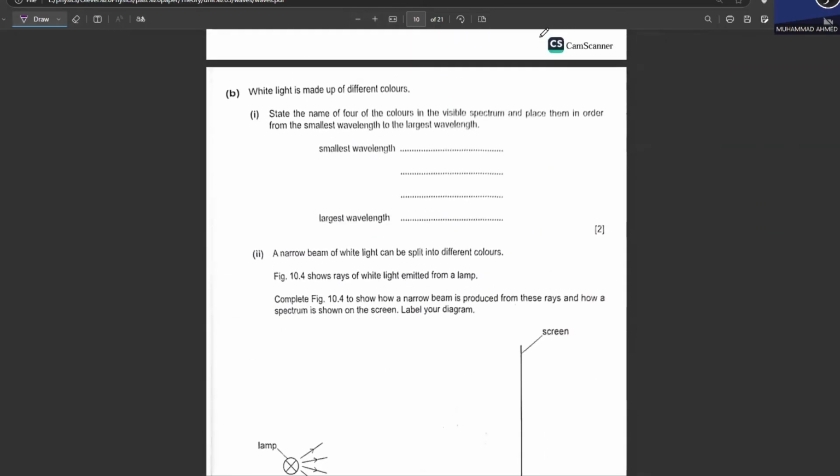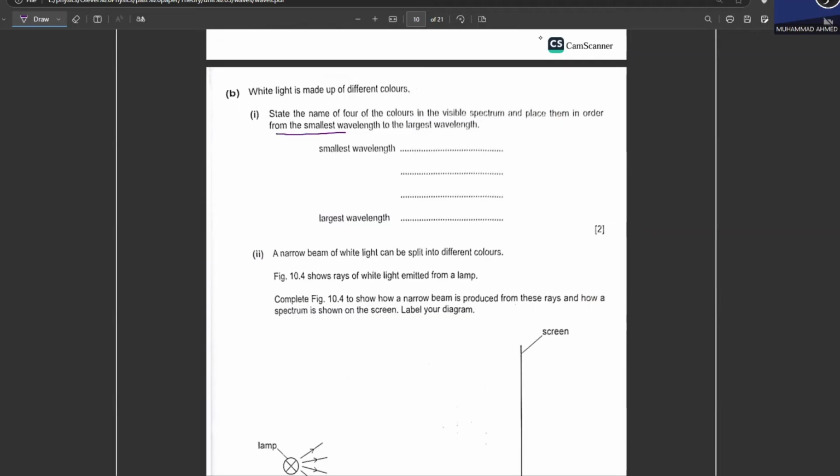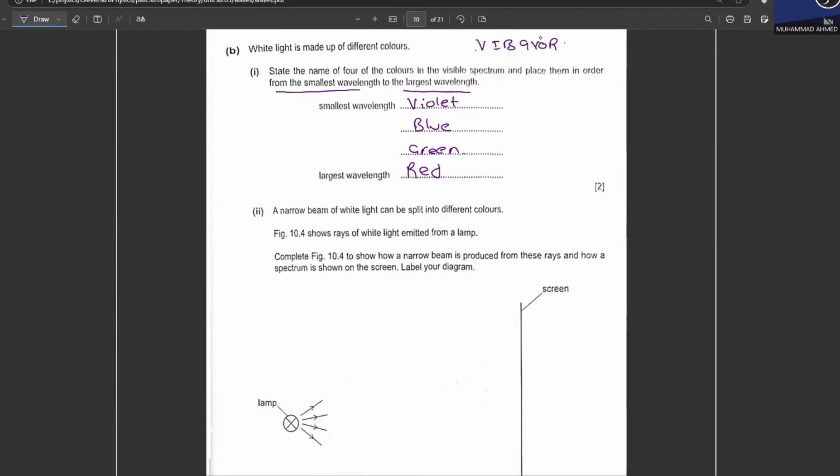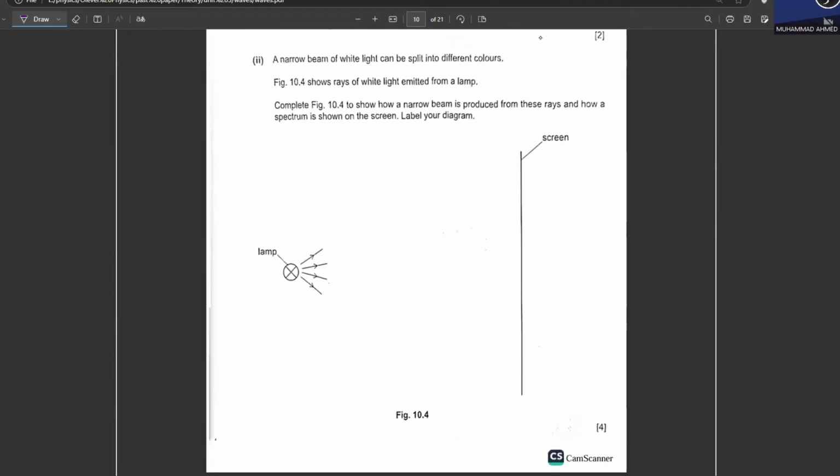White light is made of different colors. State the name of four of the colors in the visible spectrum and place them in order from the smallest wavelength to the largest wavelength. Okay. We know the acronym VIBGYOR. Red has the largest wavelength, violet has the smallest wavelength. So let's place red here, let's place violet here. Let's skip indigo. You can write indigo here as well, no problem, but I am writing just the colors that are pretty familiar to everyone.